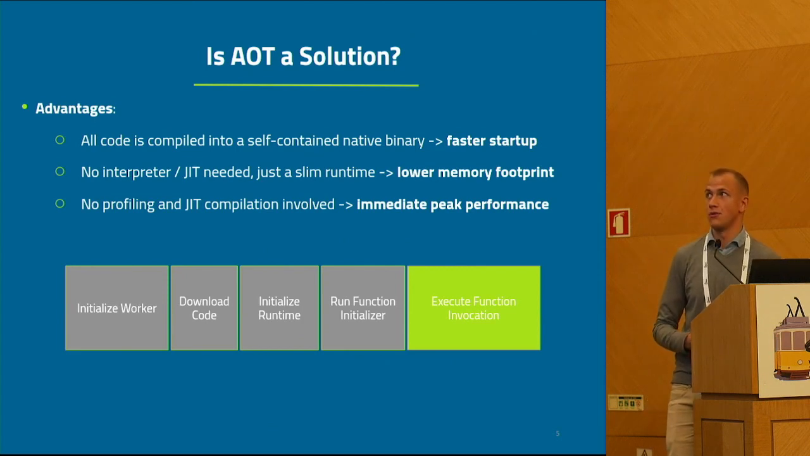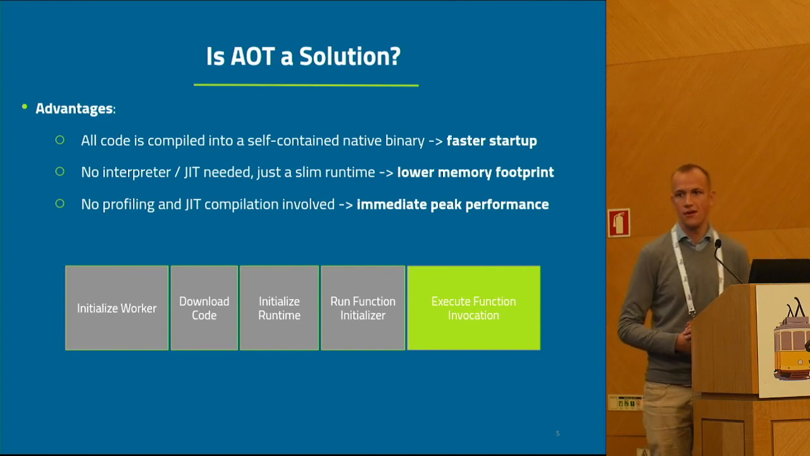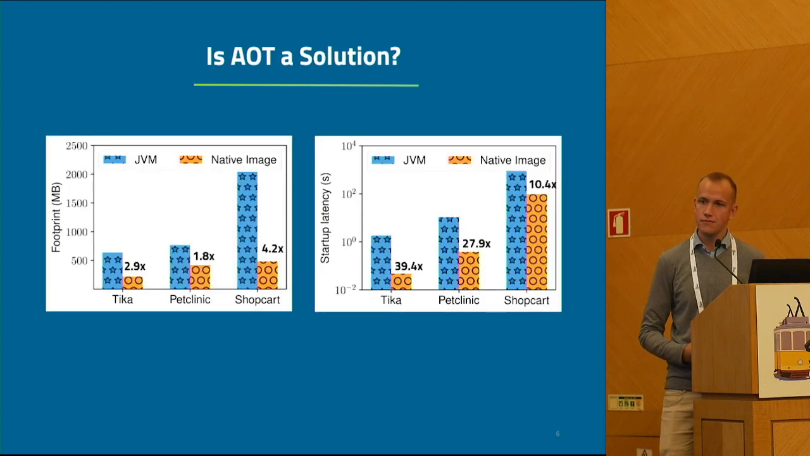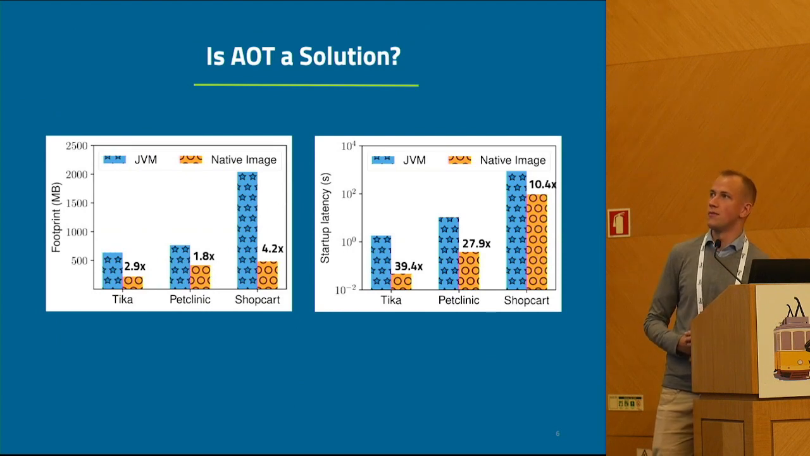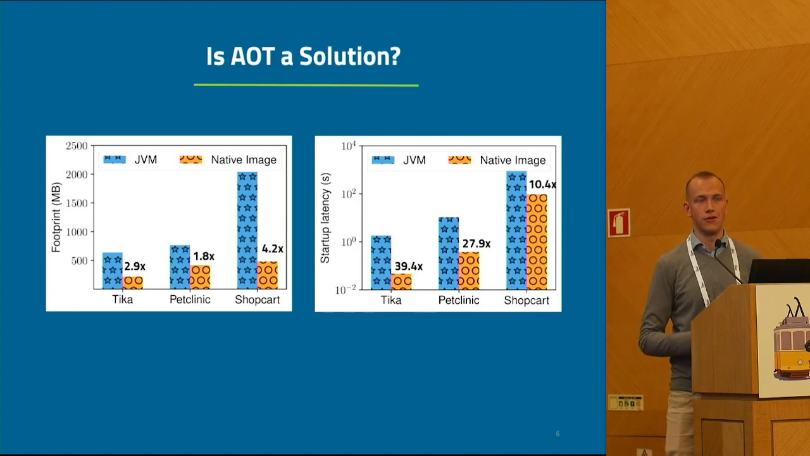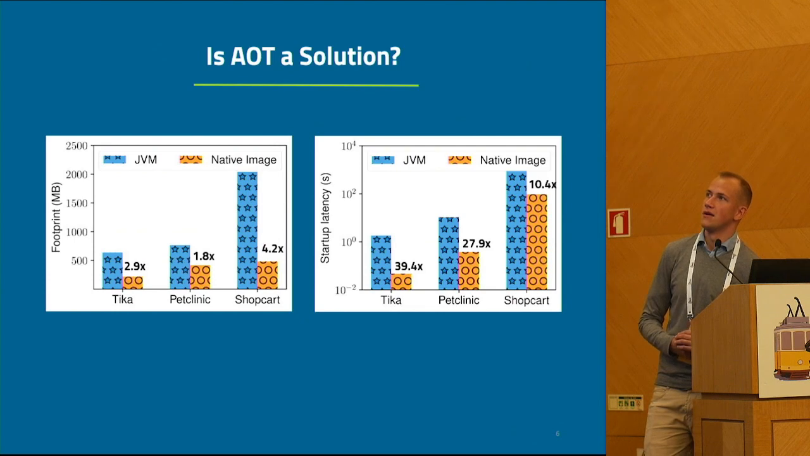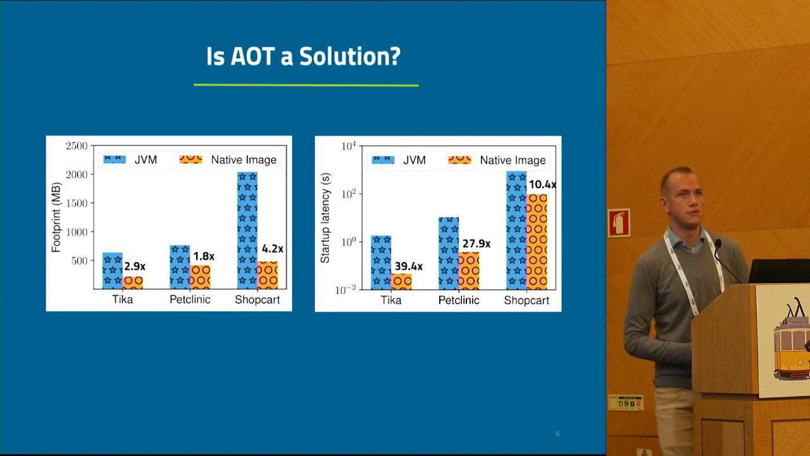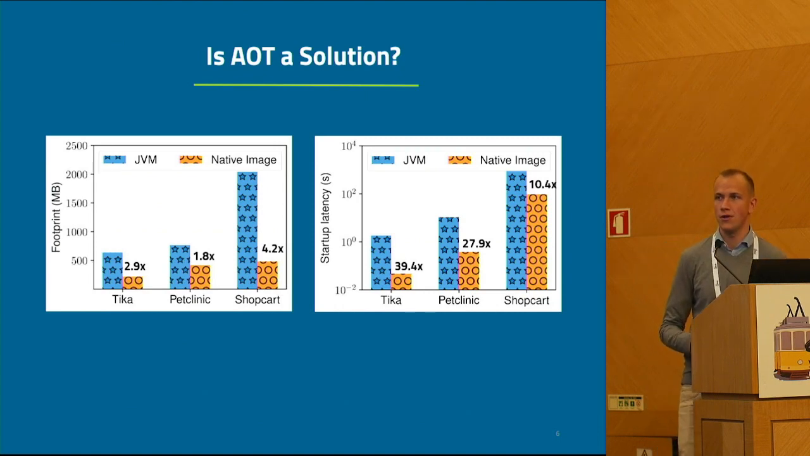Also, such ahead-of-time compilers as, for example, GraalVM native image, also run static initializers for classes during compile time, so they are not always executed at the beginning. We executed a couple of micro benchmarks based on 3 Java applications written in popular microservice frameworks. On the left plot, we can see the improvements in the footprint, and on the right plot, we can see more substantial improvements in startup latency. We used GraalVM native image to ahead-of-time compile our applications, and we compare it against the traditional JVM.